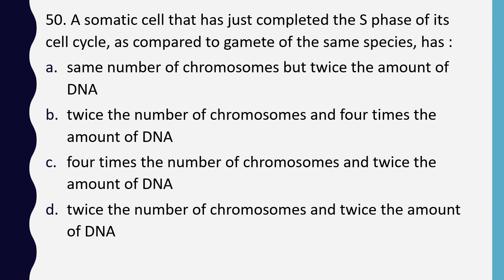Question number 50. A somatic cell that has completed the S phase of its cycle, as compared to a gamete of the same species, has: same number of chromosomes but twice the amount of DNA; twice the number of chromosomes and 4 times the amount of DNA; 4 times the number of chromosomes and twice the amount of DNA; or option D, twice the number of chromosomes and twice the amount of DNA. The correct answer is option B, twice the number of chromosomes and 4 times the amount of DNA.